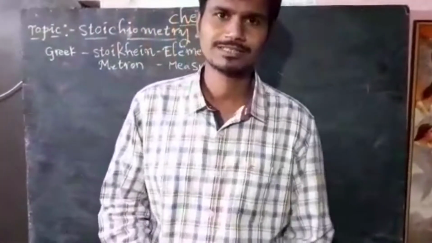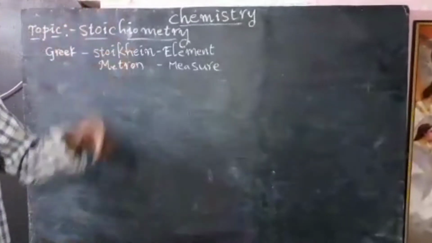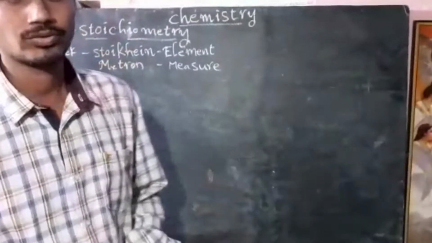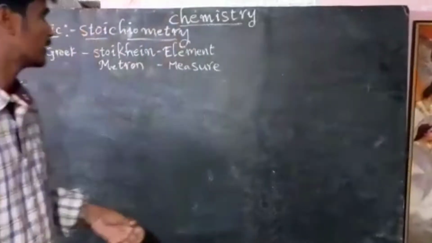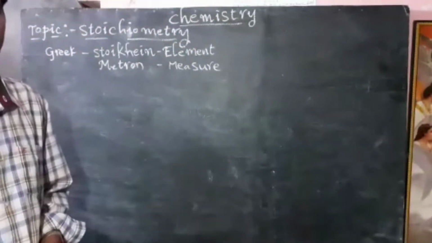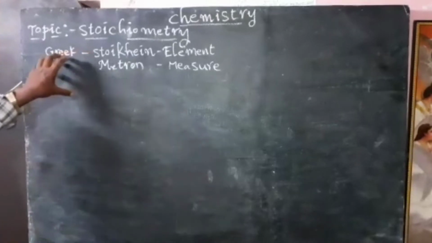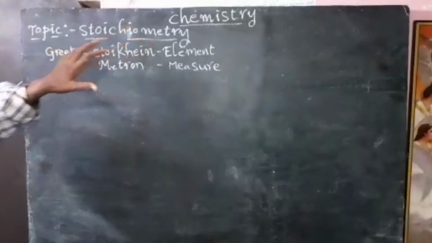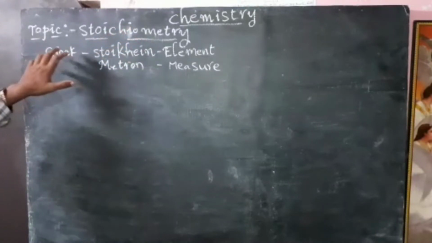Today we are going to discuss a new topic, that is stoichiometry. Okay, stoichiometry. So what are the terms involved in stoichiometry? Let us see. Actually, stoichiometry is a word which is derived from Greek.